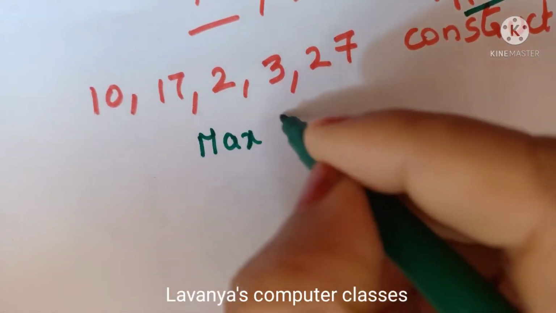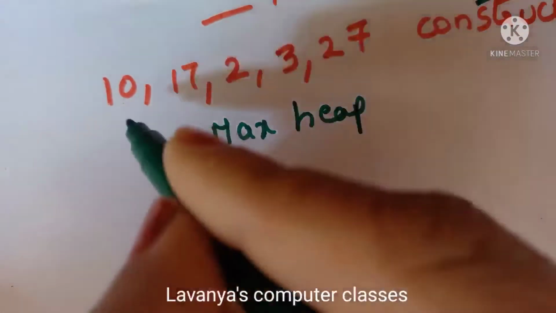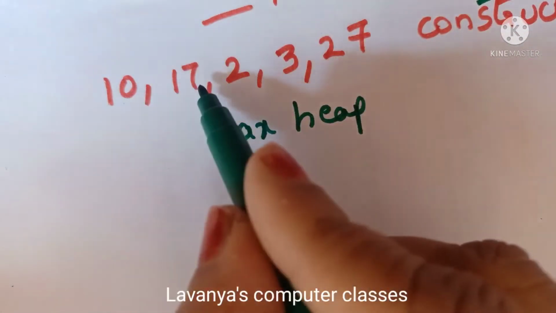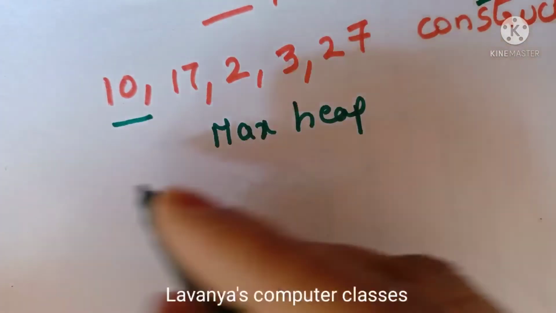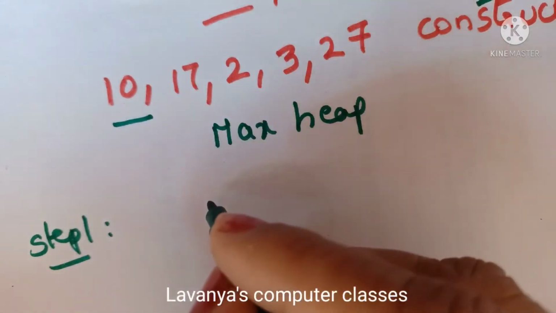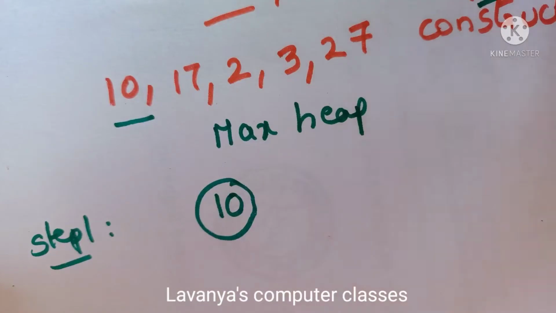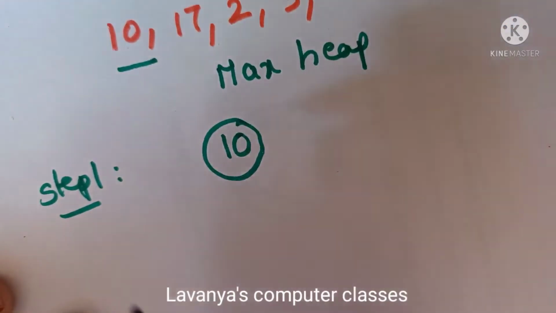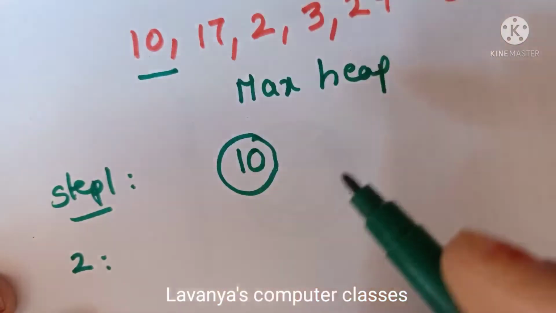Now, let me construct a max heap for these elements. There are 5 elements: 10, 17, 2, 3, 27. Step 1: consider the first element as the root node. So, 10 is the root node, that is over. Then step 2: take the next element, 17.